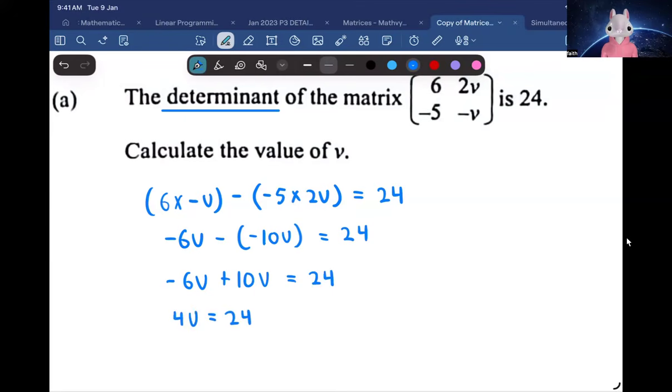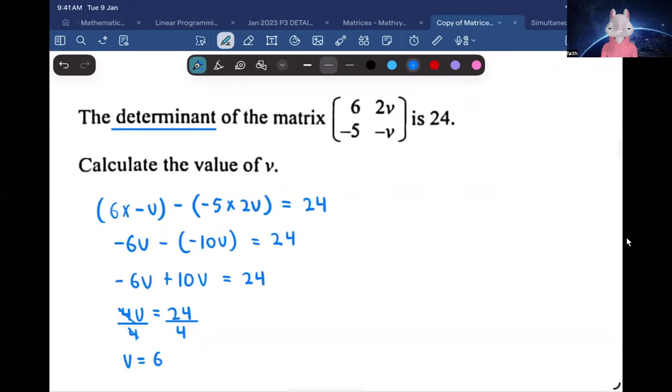What would I do on both sides if I want to find v? Divide by 4, sir. Right. So v is equal to? 6, sir. Right. And if you have trust issues, you can put it back in and find the determinant, and it's supposed to get 24.